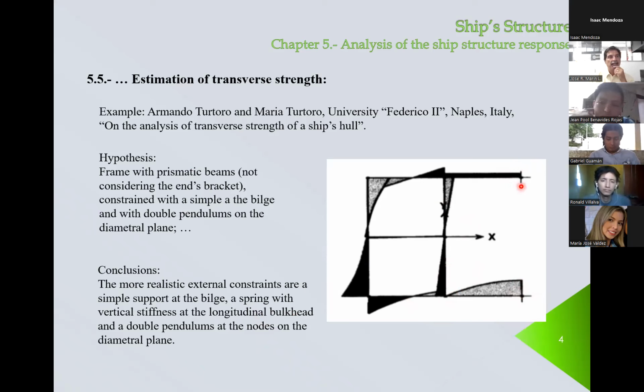So this point here cannot move in this direction, only move in this direction, and cannot rotate. Similarly for this one. So use that here and here, and this point considered as simple support. These are the best assumptions to analyze this. That's what they found in this.